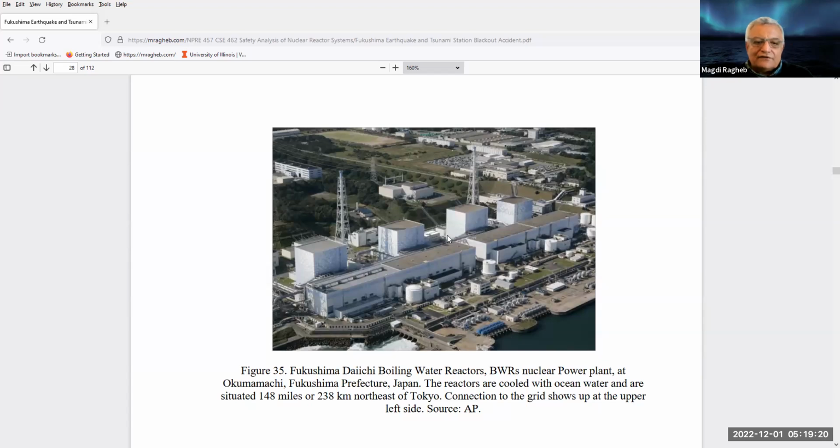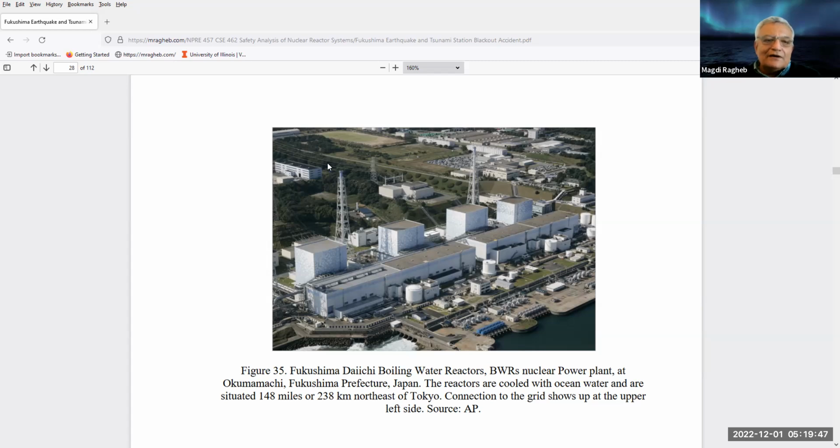So this is, in fact, how the plant looked from the ocean, from this direction. You'll find units 1, 2, 3, 4 before the accident, and the 2 stacks there. And what I wanted to show you here, and I did follow it on Google Earth, you can do that, is that the plant is connected here. Do you see that line here?